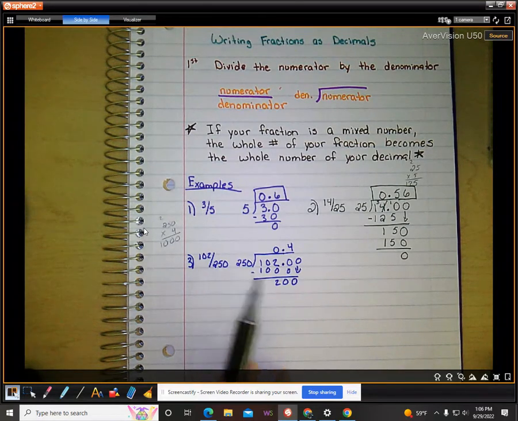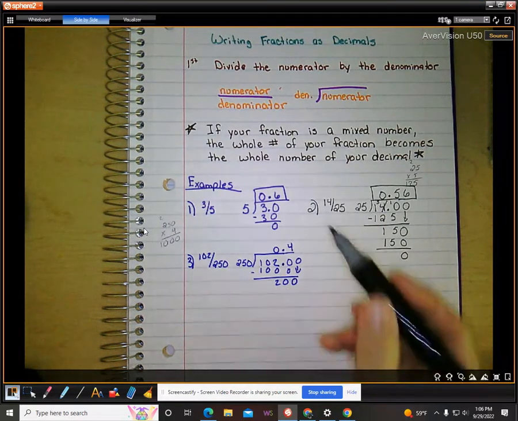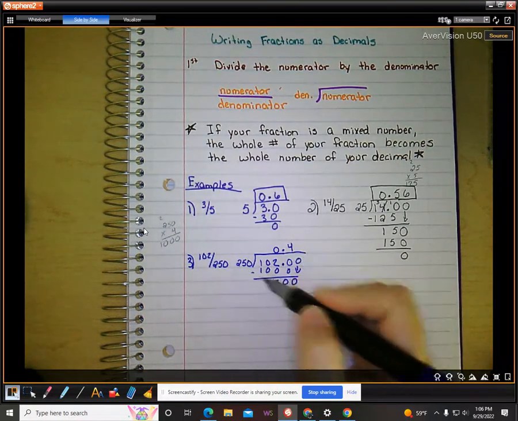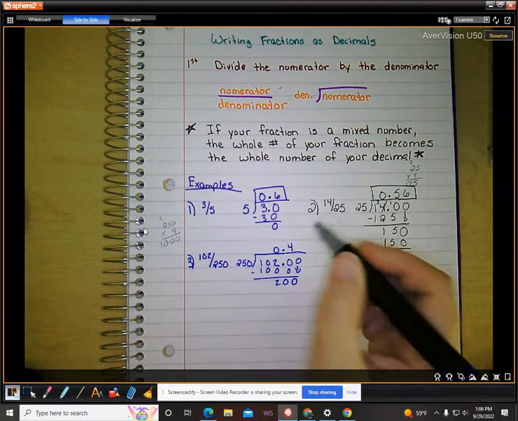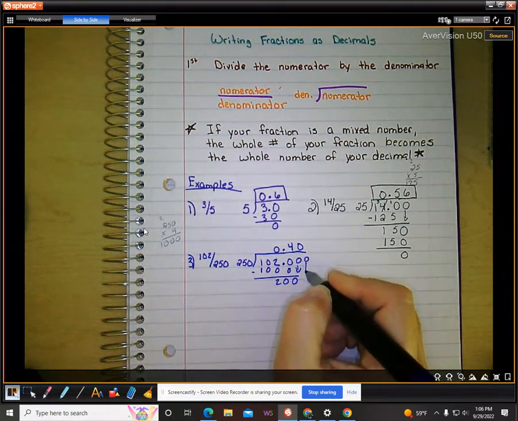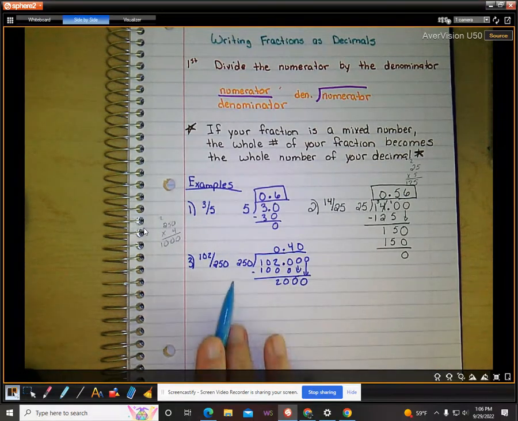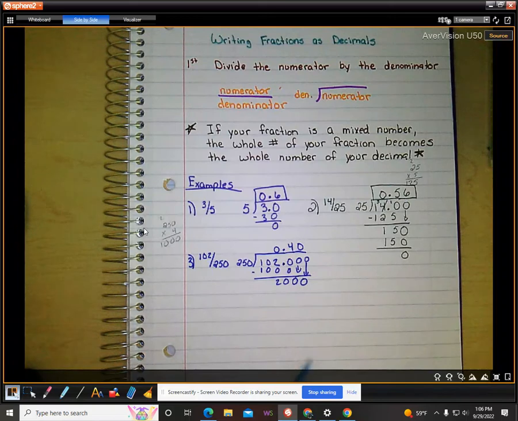Will 250 go into 200? No. And here's the mistake I saw often before. Since 250 does not go into 200, you have to put a 0 above that because it didn't go into it. Then you can add your other 0. So now we're taking 250 into 2,000. Here's what you need to think.